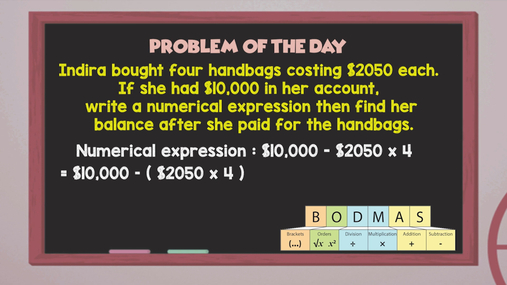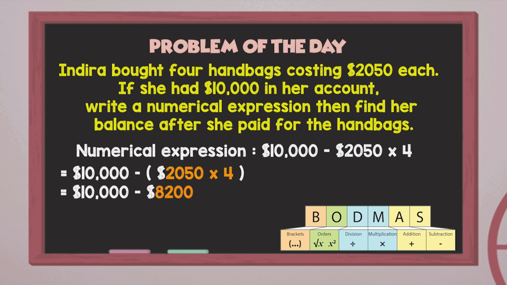So now we proceed to find out if Indira has any money left in her account. So 10,000 minus $2,050 multiplied by 4. We have 2 operations there. Which one will we use first? Yes, multiplication. In BODMAS, multiplication comes before subtraction. So when $2,050 is multiplied by 4, we get a total of $8,200. So Indira spent $8,200 on the handbags.